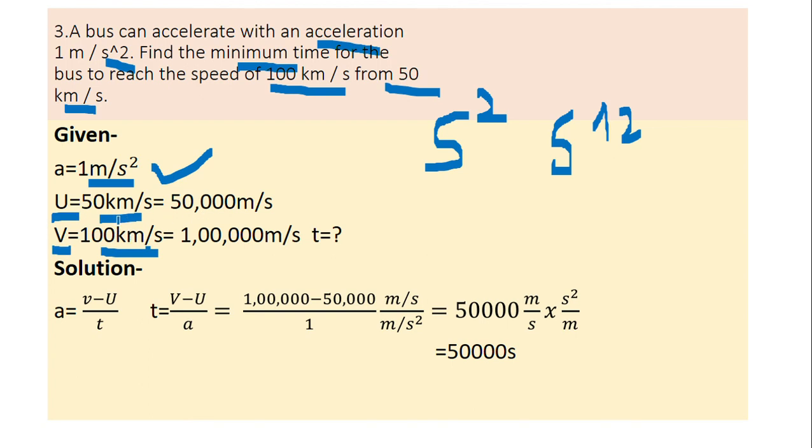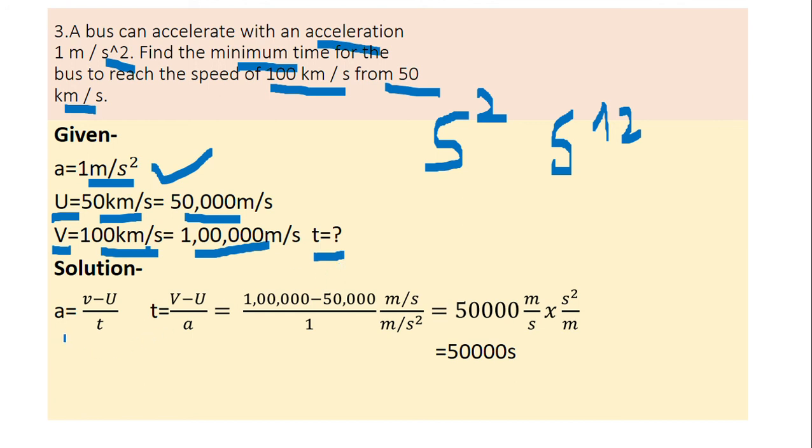We know 1000 meter is 1 kilometer. So 50 kilometer has 50,000 meters. So 50 into 1000 will give you 50,000. Similarly, 100 kilometer per second should be converted into meter. So 100 into 1000 will give you 1 lakh meters. So first is the conversion, and we have to find out the time taken for this acceleration to change.